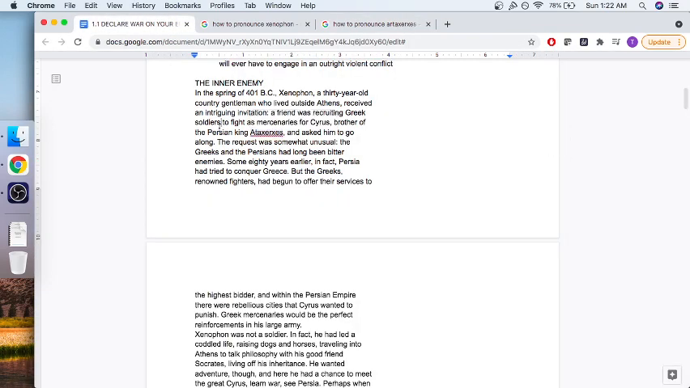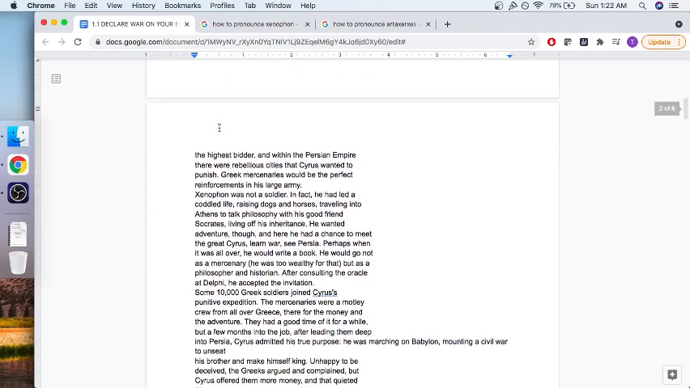Brother of the Persian king Artaxerxes, and asked him to go along. The request was somewhat unusual. The Greeks and the Persians had long been bitter enemies. Some 80 years earlier, in fact, Persia had tried to conquer Greece, but the Greeks, renowned fighters, had begun to offer their services to the highest bidder.